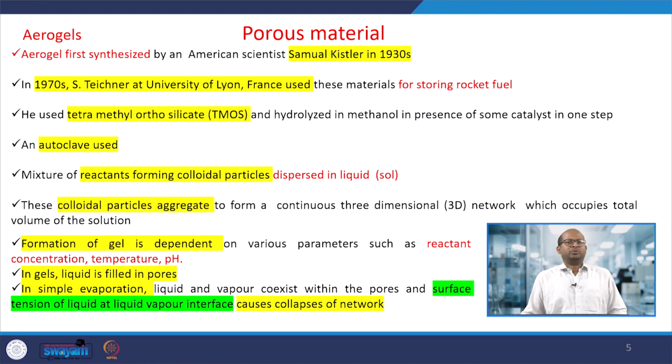This aerogel-type material was first synthesized by the American scientist Samuel Kistler in the 1930s. Then in 1970 it was used as a material for the storing of rocket fuels by French scientists at the University of Lyon. These materials were prepared using tetramethyl orthosilicate as the precursor, the source of silicon, and it was prepared in an autoclave chamber, a high-pressure, high-temperature reactor vessel, to prepare these aerogel materials from silica precursors.